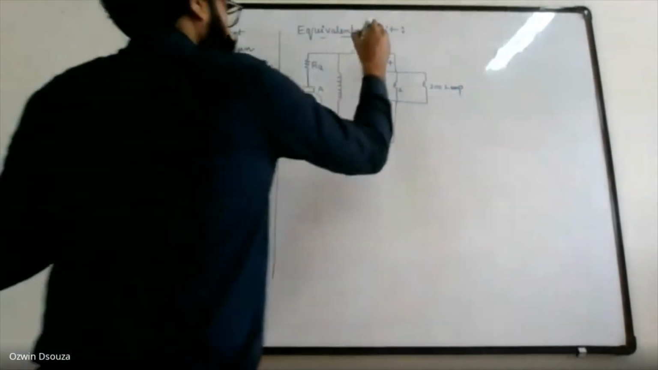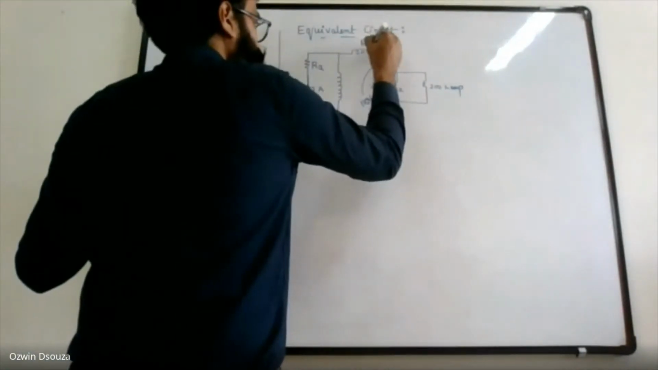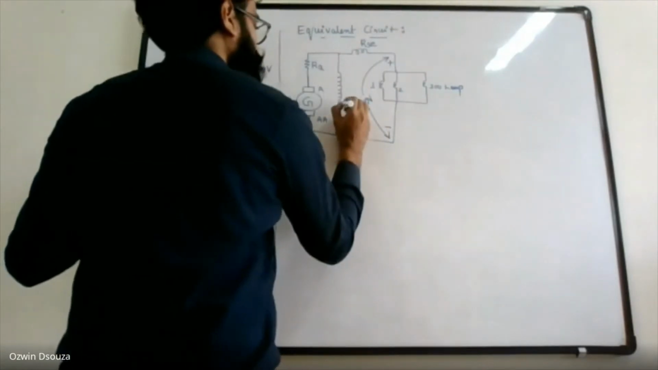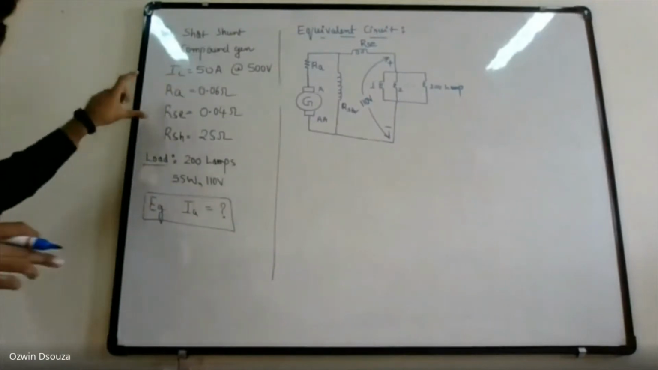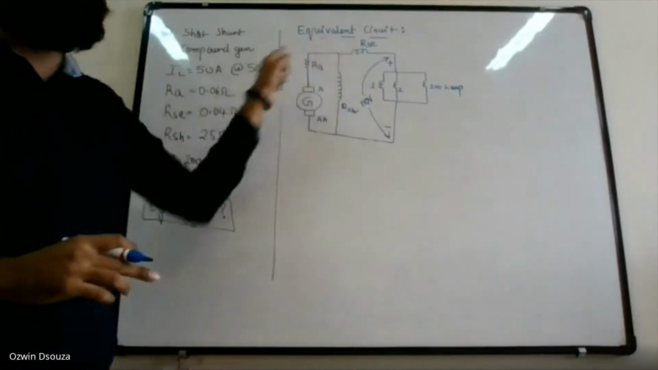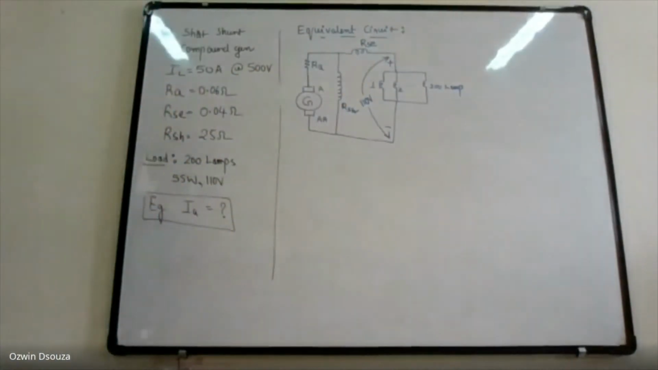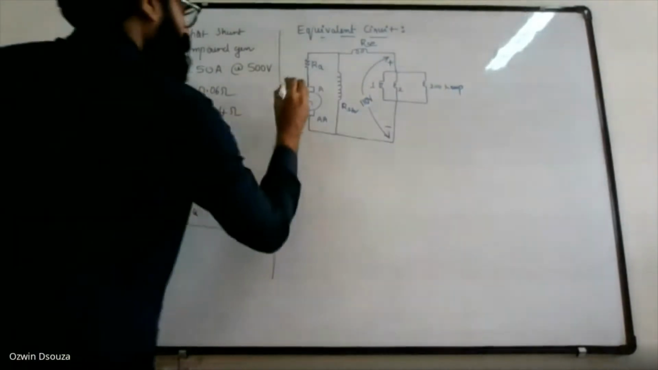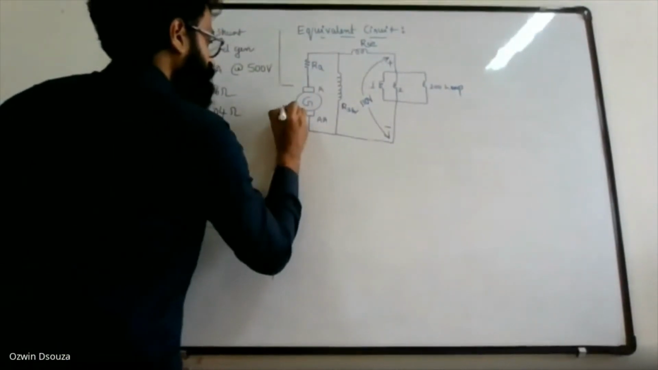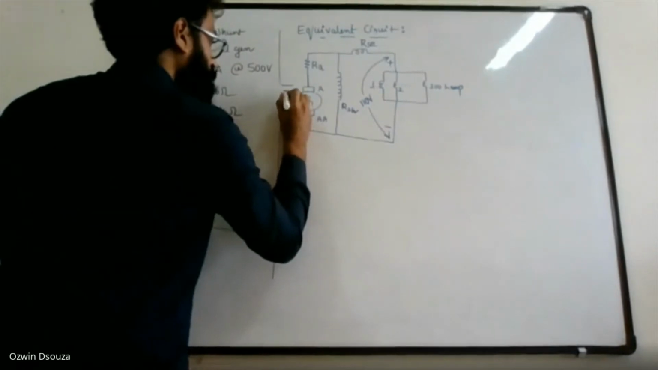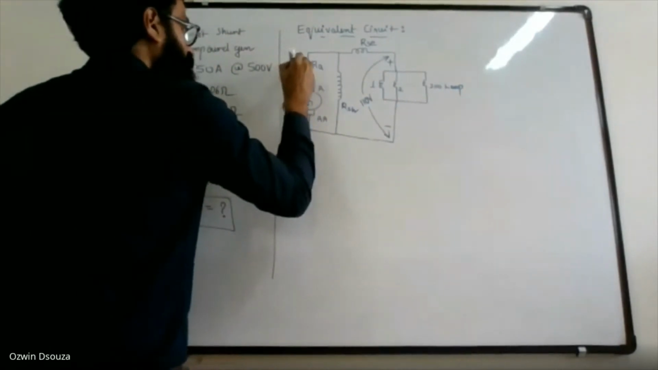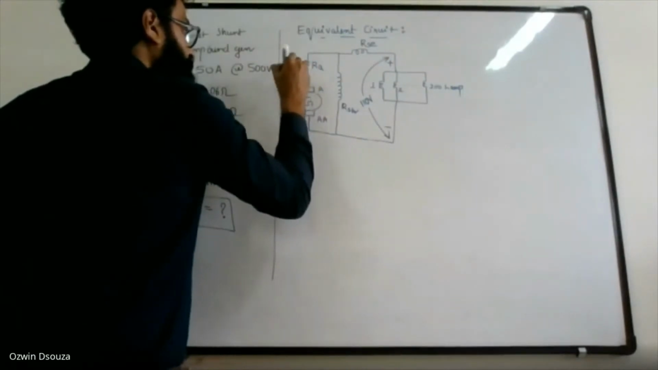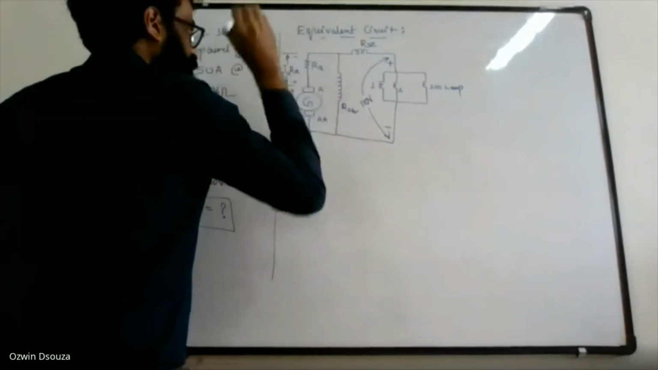And you can mention the resistances. This is RSC, RA, and this is RSH. So RA, RSC, RSH, everything is written here. I'm not going to substitute the values here, it becomes very cumbersome. So this is your generated EMF, EG, minus plus, and this is your voltage drop, IARA, plus and minus.